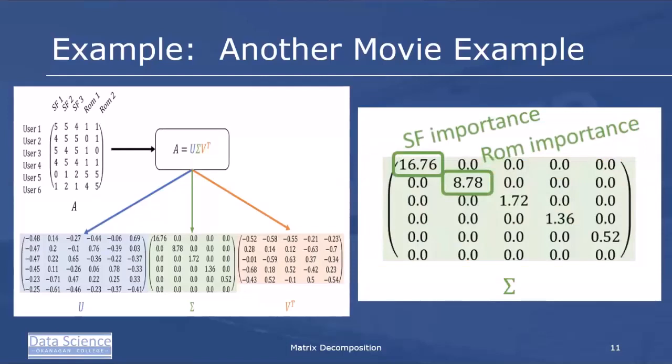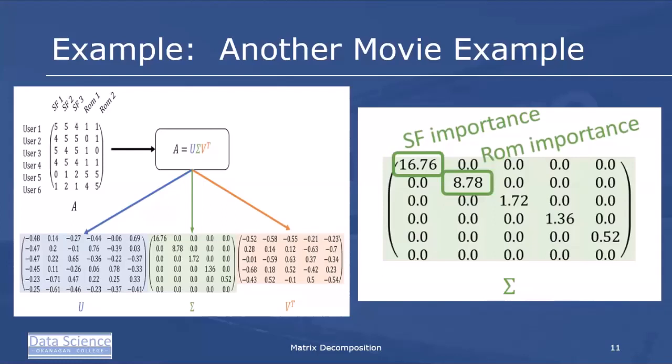Next, we'll look at the sigma matrix. Once we have our values from V transpose, those values are then multiplied by the importance factor found in matrix sigma. The science fiction direction is multiplied by the science fiction importance factor, so the first singular value. Subsequently, the movies in the romantic comedy direction are multiplied by the romantic comedy importance factor. We can see that the science fiction importance is roughly twice as much as the romantic comedy importance.